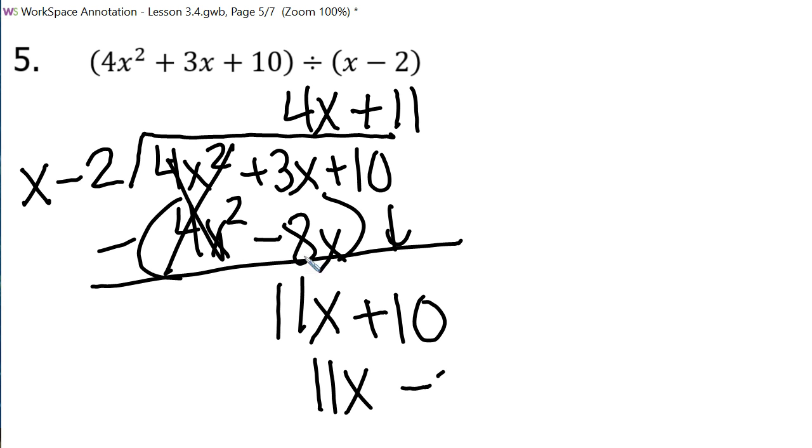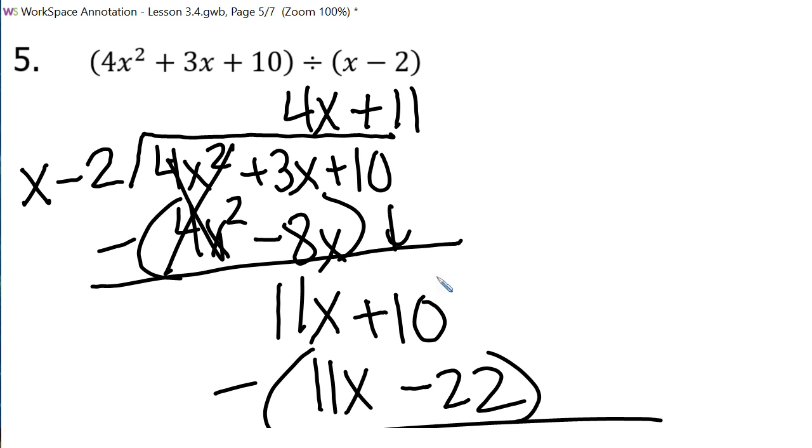And then negative 22. And what do I do with both of those? Subtract. So what's 11x minus 11x? 0. Be careful here, we're subtracting a negative. So what happens when I subtract a negative? Changes to addition. So what's 10 plus 22?